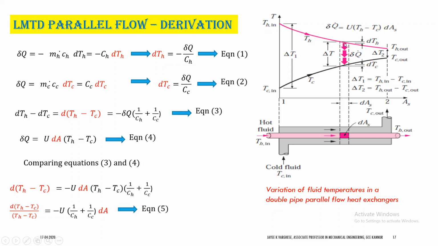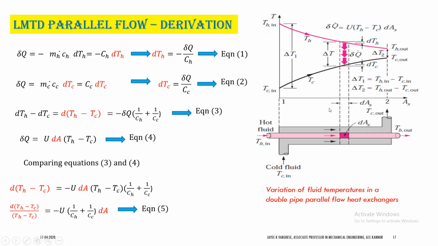And let's also assume that the temperature difference between the hot and the cold fluids is delta T. Delta T is equal to T hot minus T cold, Th minus Tc. Here we can see that this Th varies from Thi to Tho for the hot fluid, and this Tc varies from Tci to Tco, which is for the cold fluid. These are the temperature differences.